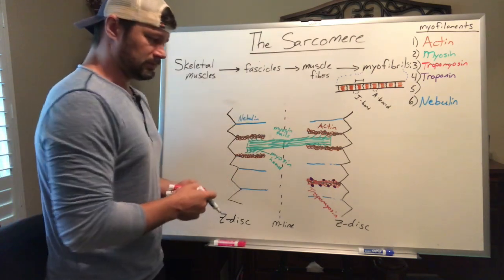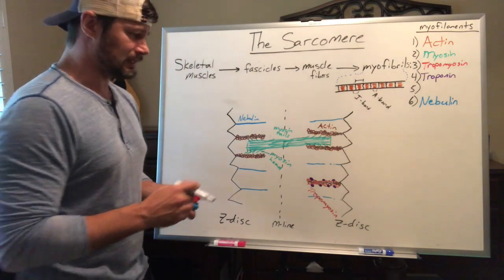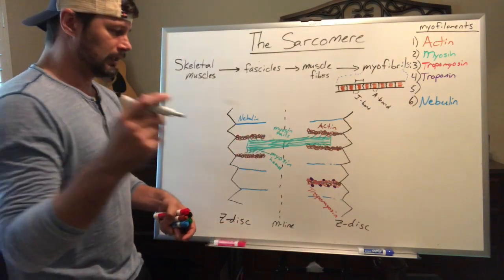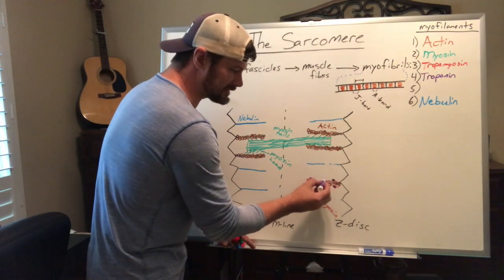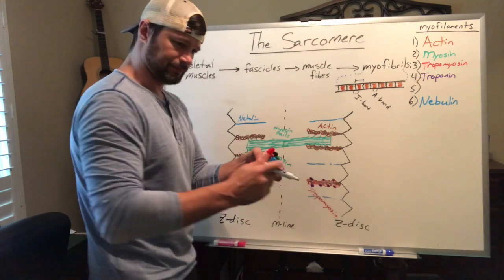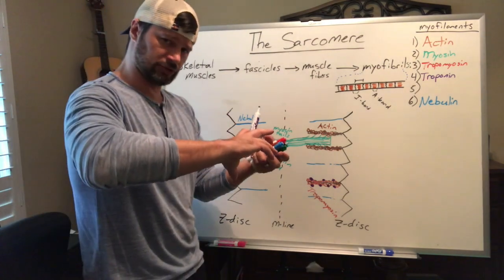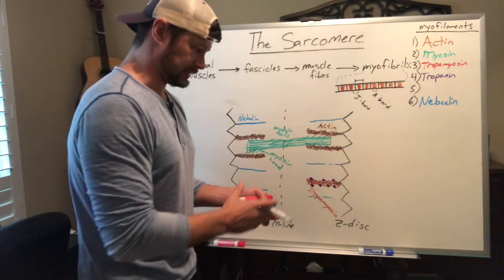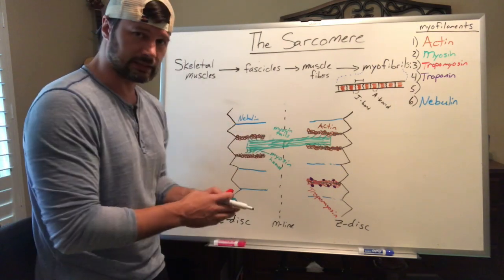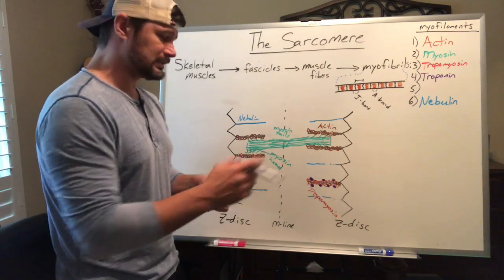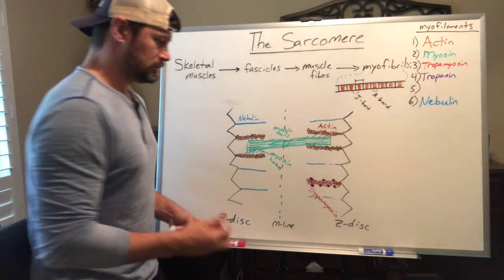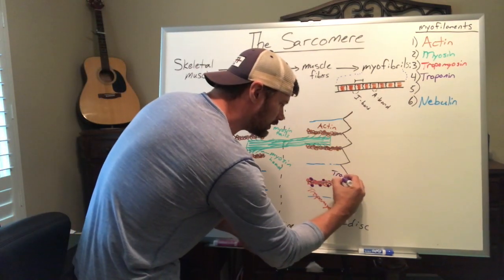Troponin is going to be really important because that is our calcium binding site. That's where calcium is going to bind, and that's going to initiate muscle contraction. And how it does that is troponin is attached to the tropomyosin, so when calcium binds to that troponin, it causes a physical conformational change that moves the tropomyosin off of the myosin binding site, exposing that binding site to the myosin head, and the myosin head can finally attach to the actin underneath. So this right here is troponin.